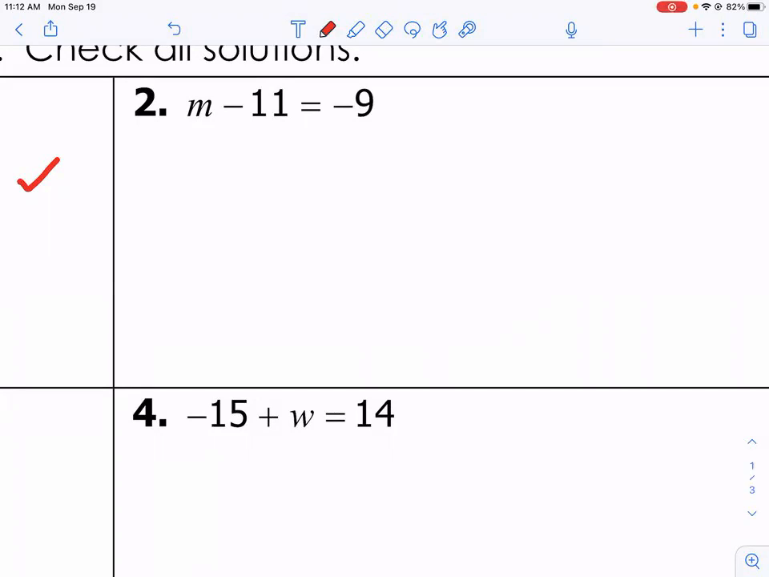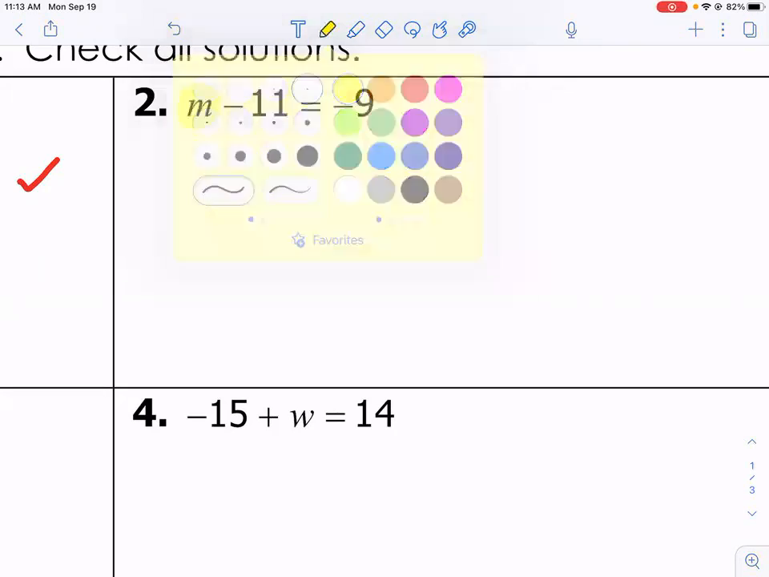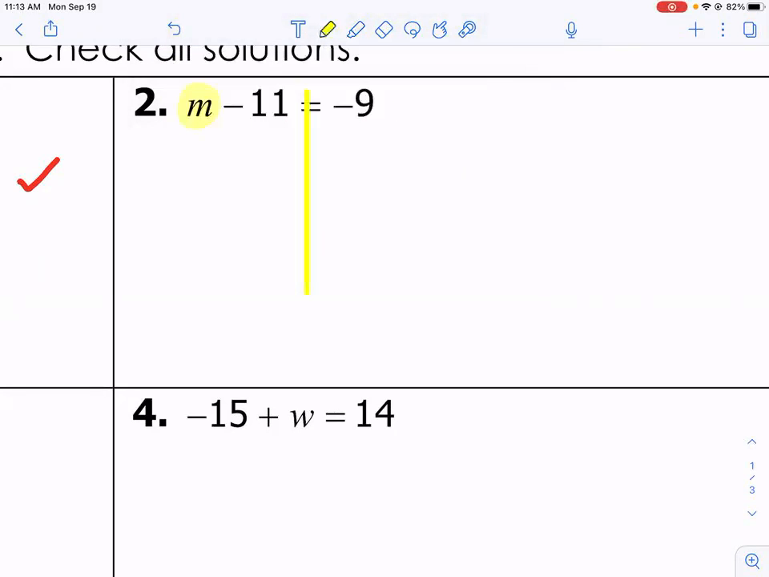Okay, well, is 11 being added, subtracted, multiplied, or divided to n? Okay, so since 11 is being subtracted, then on both sides we're going to add 11 to both sides. Since 11 is being subtracted from our variable, we add it to both sides because that's the inverse operation. So these two go away.